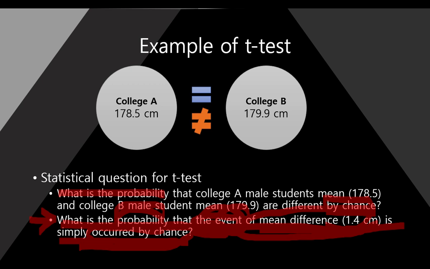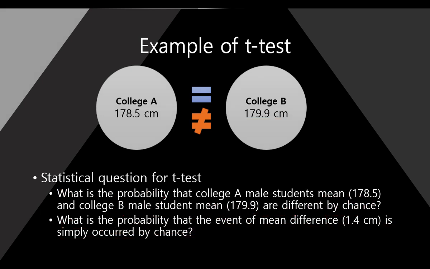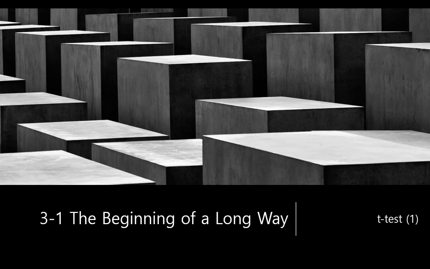Simply saying, college B students are taller by 1.4 centimeters, so college B students are taller. This kind of decision making is not statistical decision making. We must ask a question like, what is the probability that the event of a 1.4 centimeter difference occurred by chance? Okay? I stop here. T-test first. The beginning of a long way.